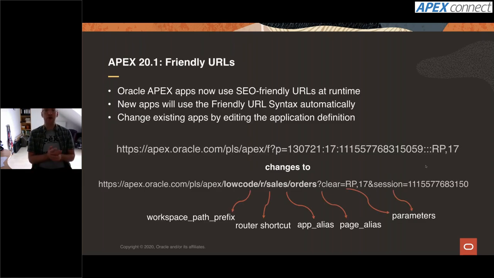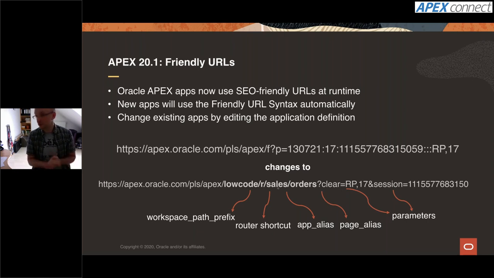Okay, let's first talk about the friendly URLs. After almost 20 years, Apex changes part of its signature. Or rather, you can change part of the signature of an Apex app, and that is the characteristic URL. All the years we knew, if the URL is f?p, that's Apex. And you can now change that by enabling friendly URLs, and then you will get a URL scheme which is typical for web applications.